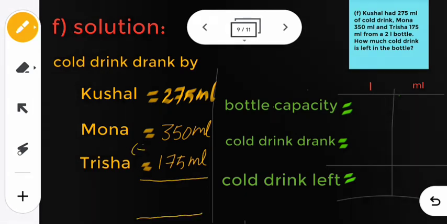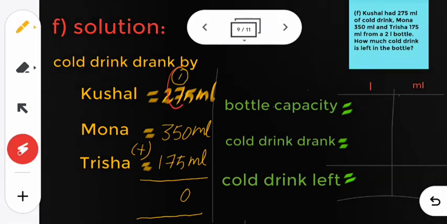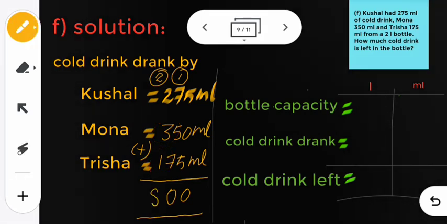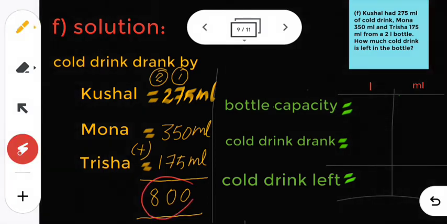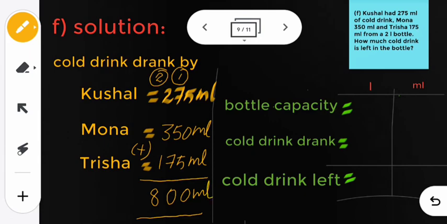To find that, you have to plus. So let's plus now. 5 plus 0 plus 5. So 5 plus 5, 10. In 10, 0 you will write here and 1 you will carry to the next place. Here 7, 1 plus 7, 8. 8 plus 5, 13. 13 plus 7, 20. In 20, 0 you will write here, 2 you will carry here. And here 2 plus 2, 4. 4 plus 3, 7. 7 plus 1, 8. So they have drank 800 milliliter. This much they have drank.